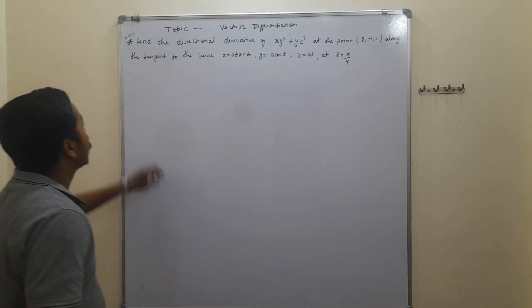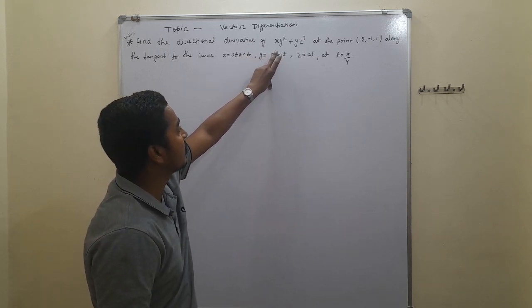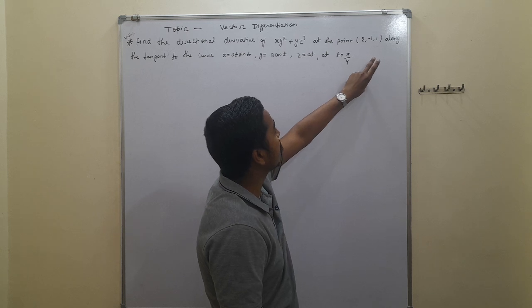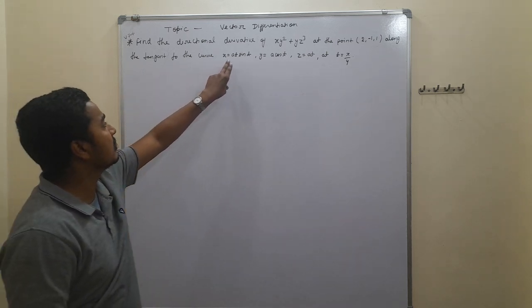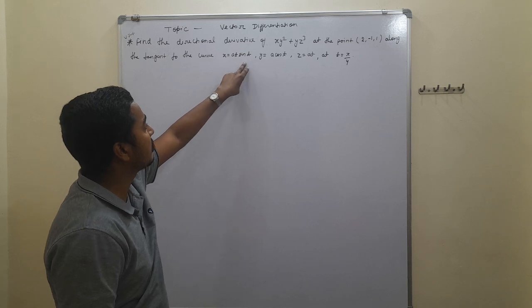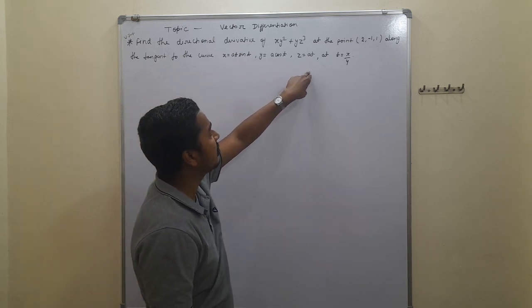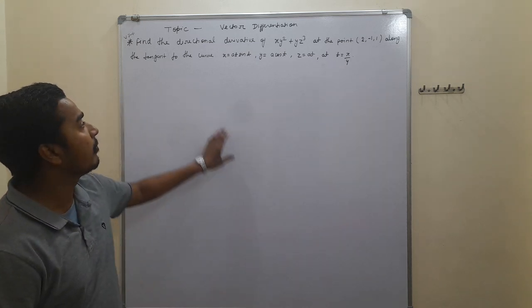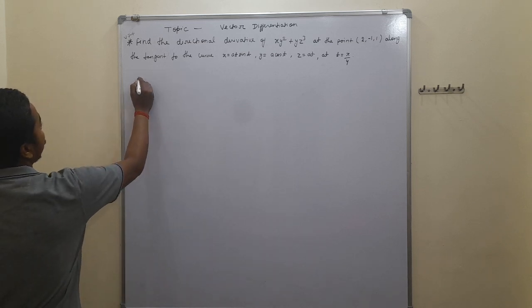The question is: find the directional derivative of xy² + yz³ at the point (2, -1, 1) along the tangent to the curve x = a sin t, y = a cos t, z = at at t = π/4. This is an important problem from vector differentiation. Let's solve the problem.